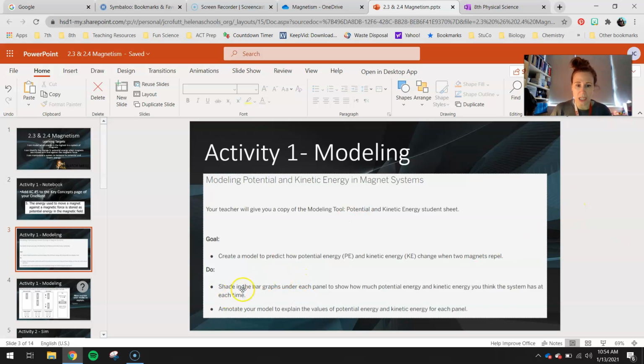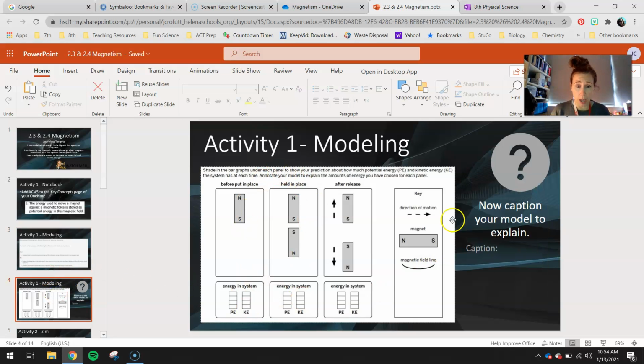So what you will do is shade in the bar graphs under each panel to show how much potential and kinetic energy you think the system has at each moment. And then instead of annotating, you guys are just going to write a caption for your model. So here's your model. You have just a single magnet.